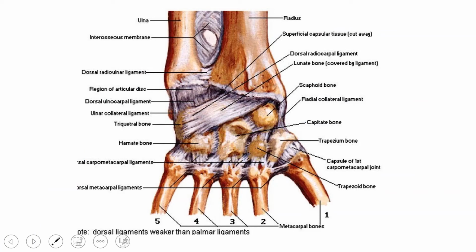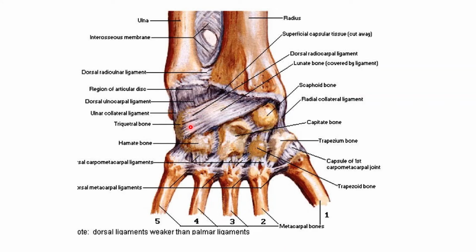So this is the dorsal view of the wrist joint exposing the dorsal radiocarpal ligament. Here this is the dorsal radiocarpal ligament, which is seen extending from the lower margin of the radius along its dorsal surface, reaching mainly the triquetral bone over here. The direction of this ligament is inferomedial.